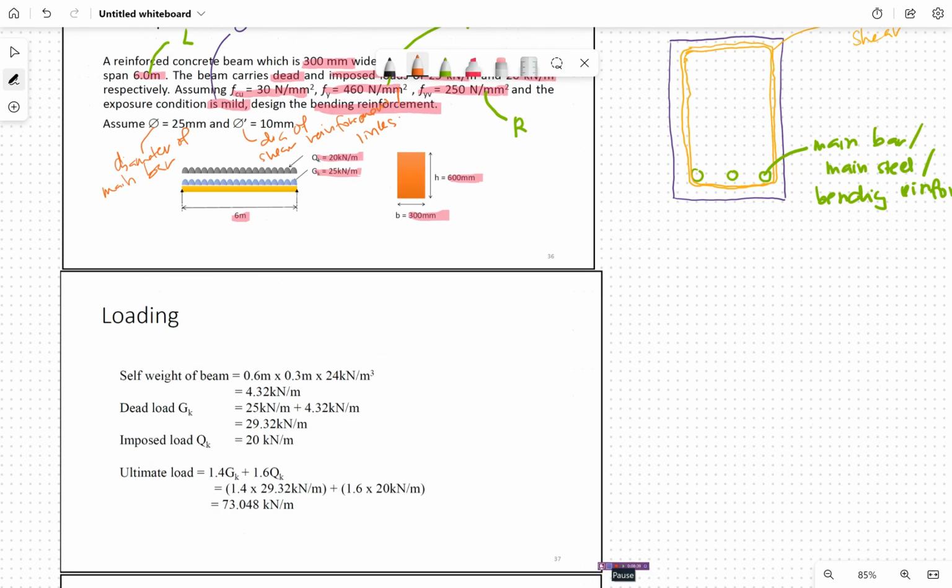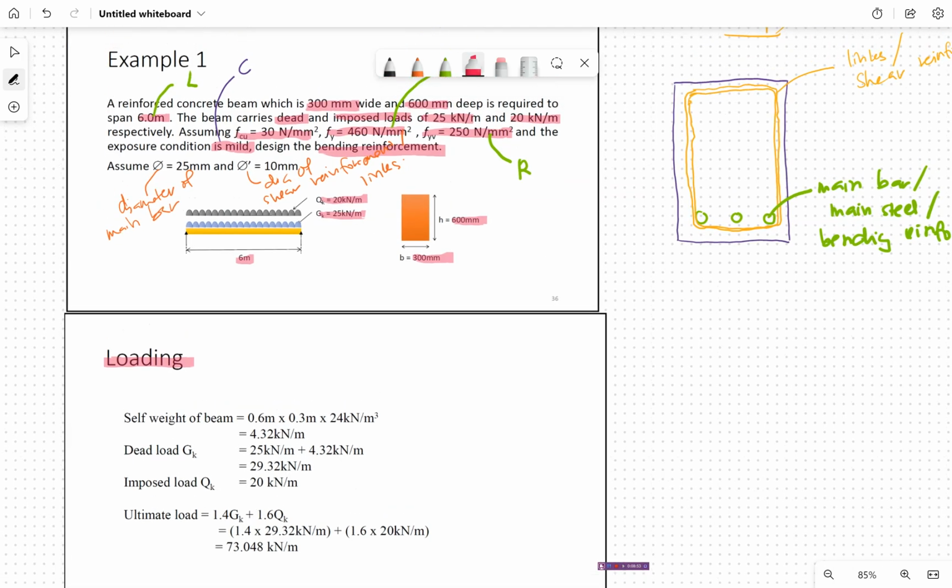Let's start design. First, we need to calculate the loading, and in order to do so, we have to refer to the question again. In the question, it did not include the value with the self-weight of the beam. Because we must remember, when we want to design any structural elements or components, we must also include the weight of the structure itself.